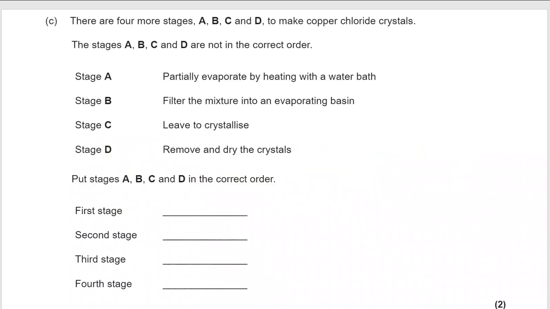On to part C, and it is a required practical, so you do need to be familiar with the methodology of this. So let's take a look. Making copper chloride crystals, we would start with B. Filter the mixture into an evaporating basin. Once we've done that, we will partially evaporate by heating with a water bath, but we'll stop before all of the liquid evaporates. We will then go to stage C, where we will allow it to slowly crystallise, and finally we will remove and dry the crystals.